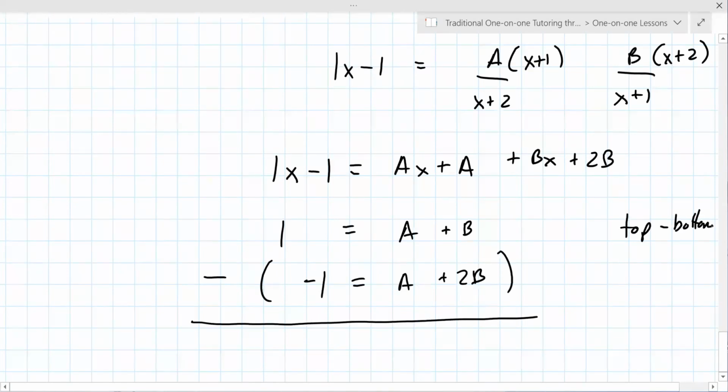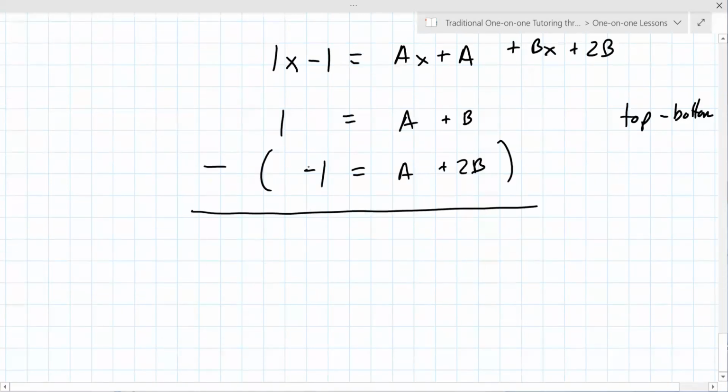Are you allowed to use a calculator on these? I don't think so. All right, that always changes the game here.